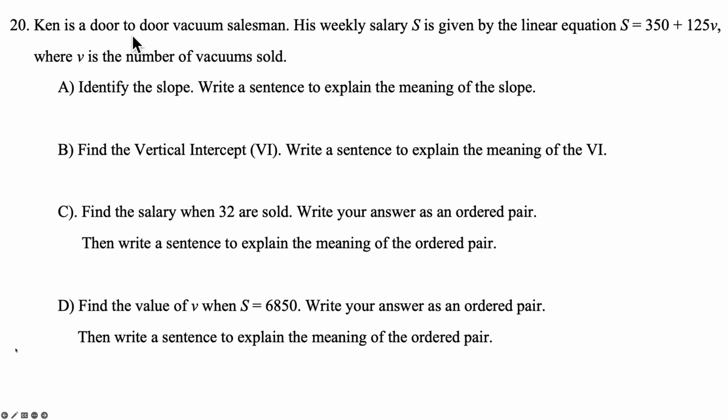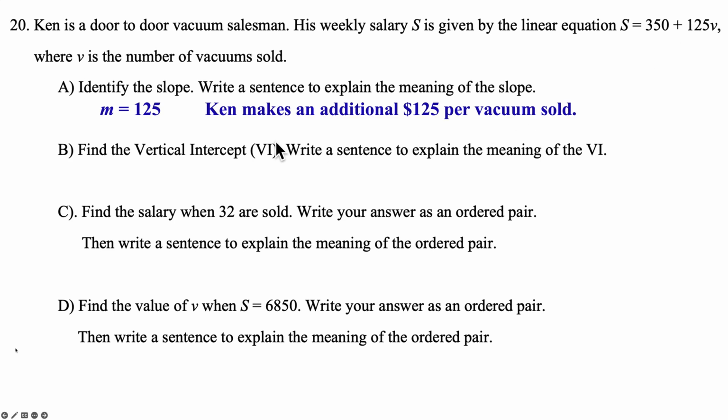All right, Ken is a door-to-door vacuum salesman. His weekly salary S is given by the linear equation 350 plus 125V, where V is the number of vacuum cleaners sold. Identify the slope. Write a sentence to explain the meaning. Well, 350 is your starting salary. For every vacuum cleaner you sell, that's going to be your slope. So m is 125, so an additional $125 per vacuum sold is your slope.